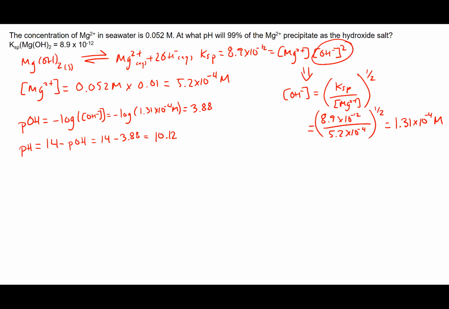But this is how you approach this type of problem. If you know the concentration of one part of the solubility product, you can easily figure out what the other one is if you then know the Ksp.